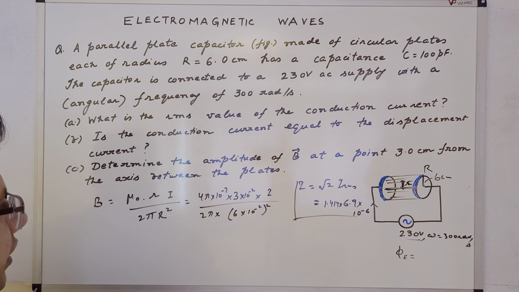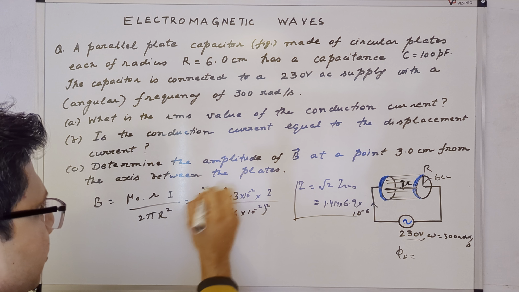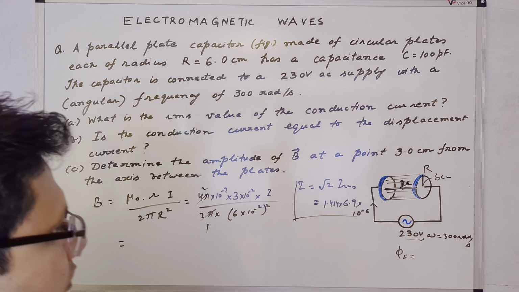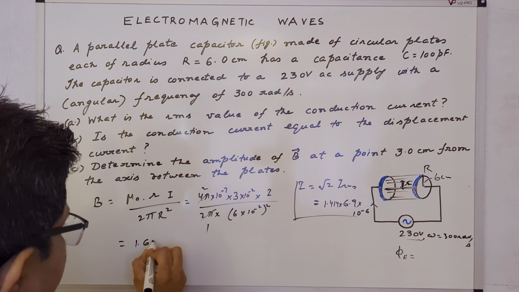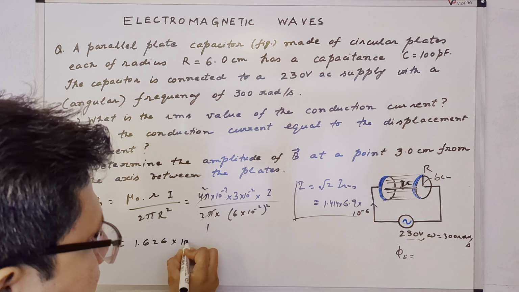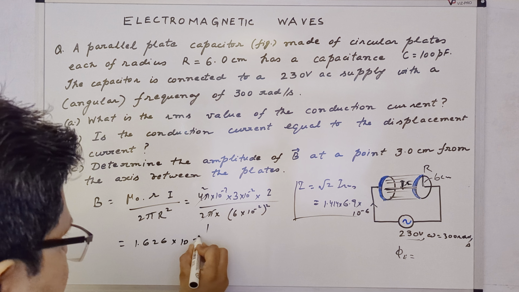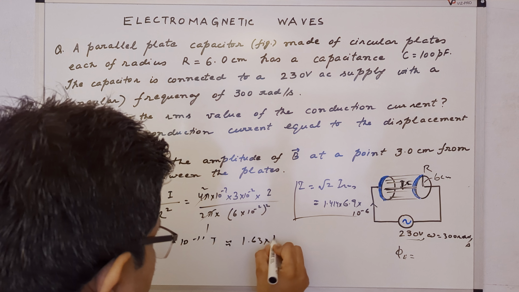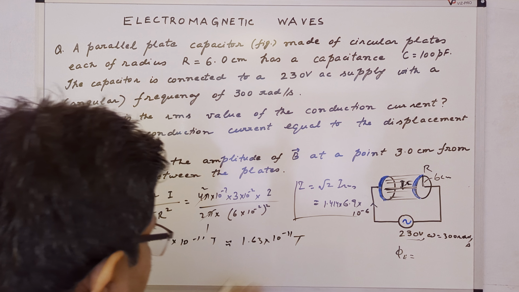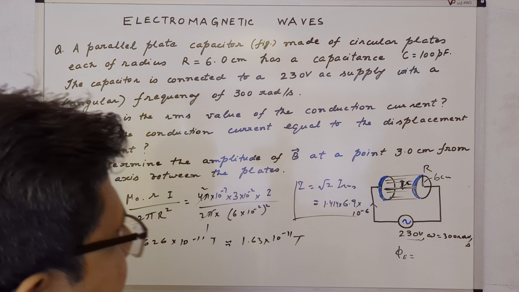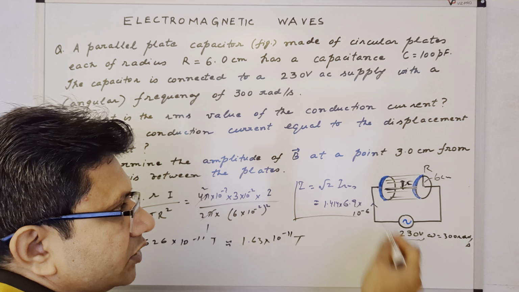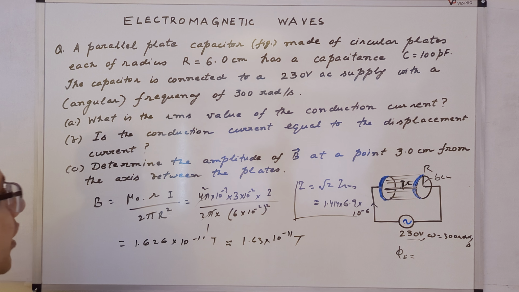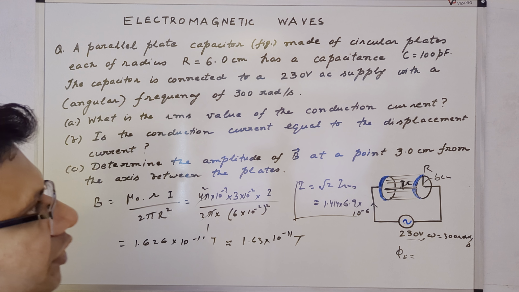Now putting this value of I here, first of all we have to cancel some things. For example, this cancels with this thing. And after solving this, this value comes out to be nearly 1.626 into 10 raised to the power minus 11 Tesla. So this is nearly equal to 1.63 into 10 raised to the power minus 11 Tesla. So this is the value of the magnetic field at a distance 3 centimeter away from the axis of this capacitor.